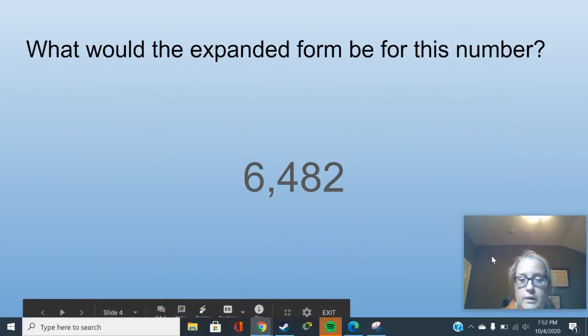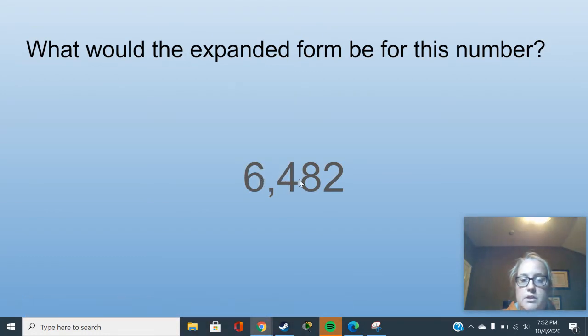The first number that we are going to look at is 6,482. And my question to you is, what would the expanded form be for this number? Before I move to the next slide, I want you to think about that. What would the expanded form be? Think about what expanded form actually means. I'm going to give you a second. And we are going to actually look at it.